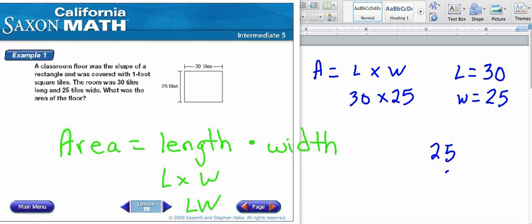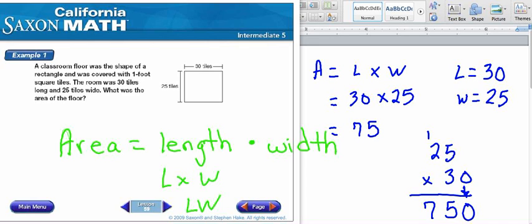Okay, because I'm multiplying by a 30, I'm going to put it on the bottom. 3 times 5 is 15. 3 times 2 is 6, plus 1 is 7. Bring down my 0. And that equals 750. Okay, now 750 what? Because you know I'm always hurrying you about your units. So we are measuring tiles. So we have 750 tiles.